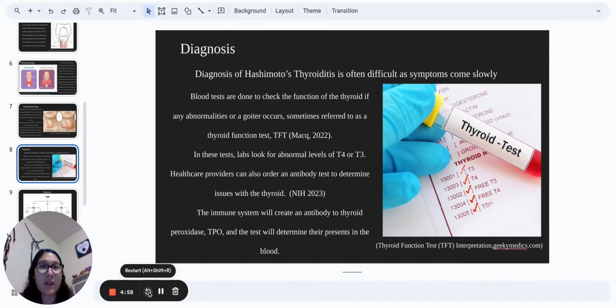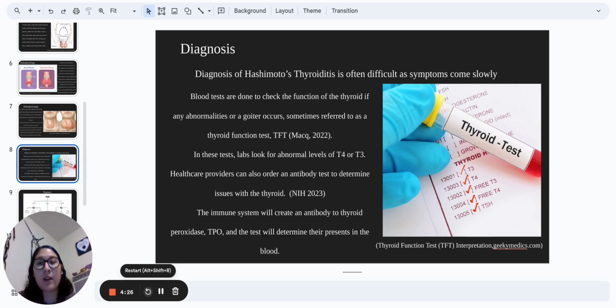Okay, now we will discuss the diagnosis of Hashimoto's thyroiditis. It's often difficult. Symptoms come pretty slowly or pretty vague, but the largest symptom is the enlarged neck, or the goiter. Blood tests are done to check the function of the thyroid if any abnormalities occur, sometimes referred to as the thyroid function test, the TFT. In these tests, labs look for abnormal levels of T4 or T3. Healthcare providers can also order an antibody test to determine issues with the thyroid.